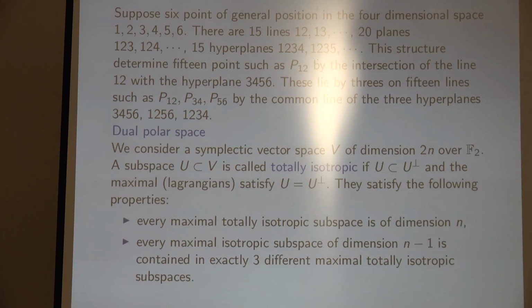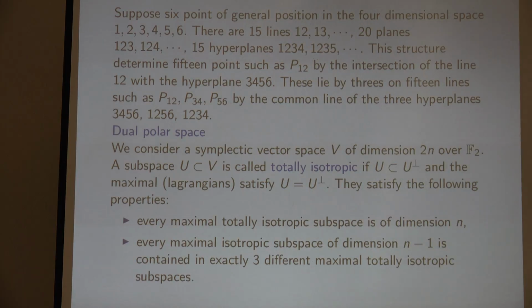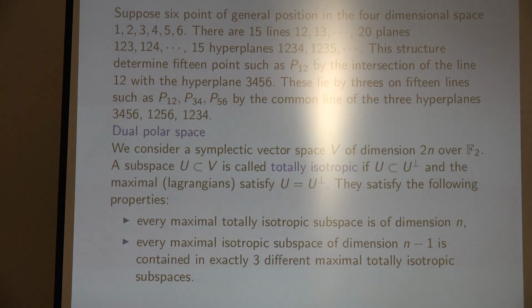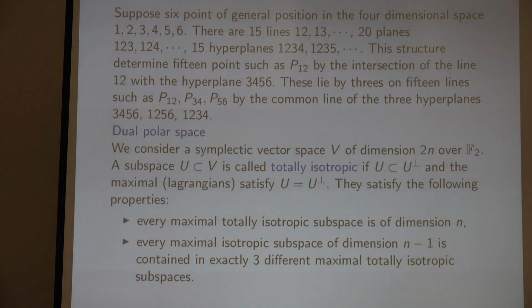And this satisfies the following property. Every maximal totally isotropic subspace has dimension n. Indeed, all the maximal totally isotropic subspaces have the same dimension, and every totally isotropic subspace of dimension n-1 is contained in exactly 3 different maximal totally isotropic subspaces.